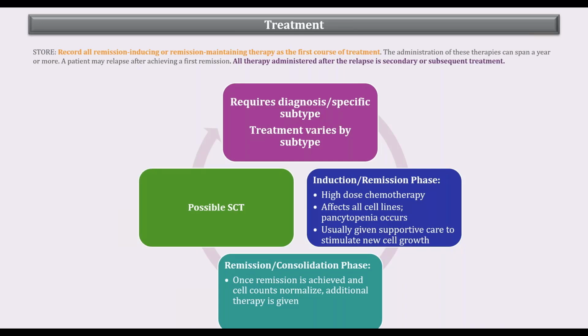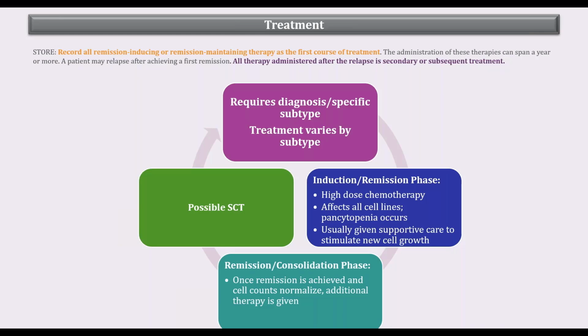Okay, so here for treatment, per the STORE manual, this is really, really important. We are to record all remission-inducing or remission-maintaining therapy as first course of treatment. The administration of these therapies can span a year or more, and a lot of times they do with these diseases. So any drugs to get that patient to remission are coded as first course. It doesn't matter how many times the therapy has to change to get that patient into remission. We are to code all of those drugs, and that is all first course, or any of those types of treatment that the patient is getting, not necessarily just systemic drugs.